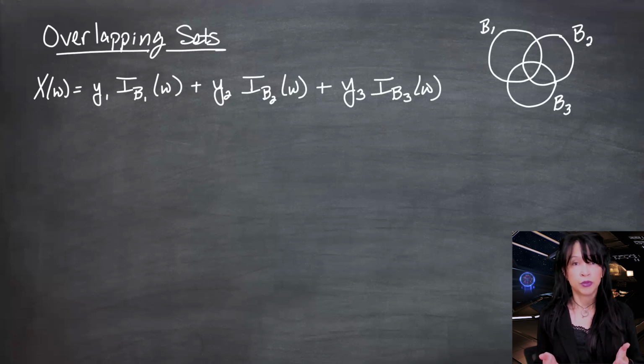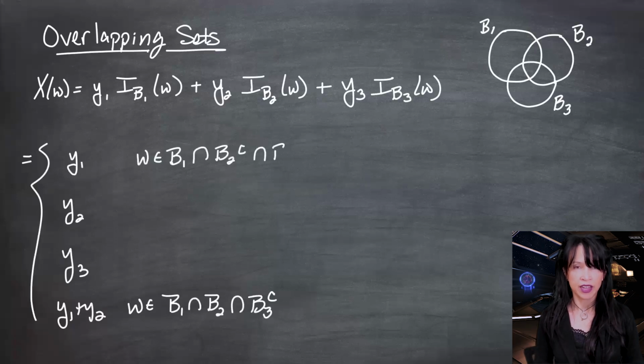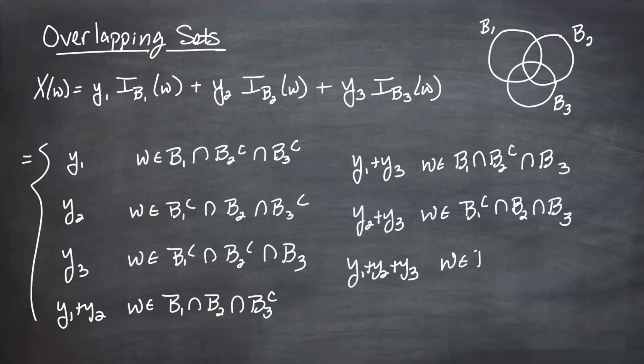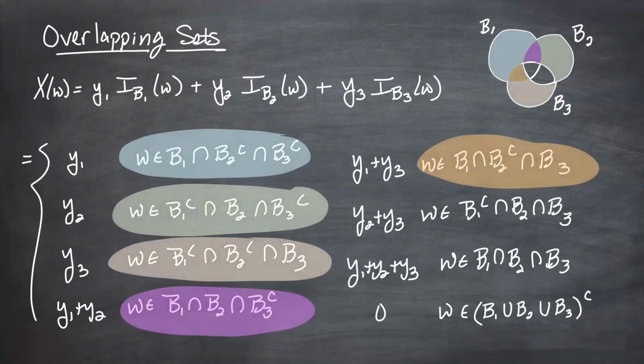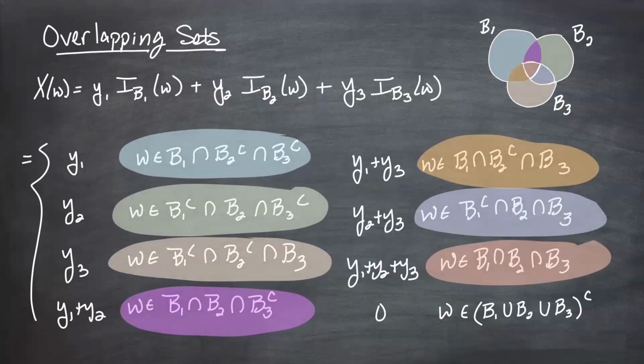If I wanted to compute the expected value of this, one thing you could do is convert it to the canonical partition. And to do that, you would end up splitting up these sets into all the disjoint pieces of area. So you're going to get y1 whenever you're up here in b1, but not in b2 and not in b3. You're going to end up getting y2 whenever you are up here in b2, but not in b1 and not in b3, etc. And we can get all of these pieces of area.